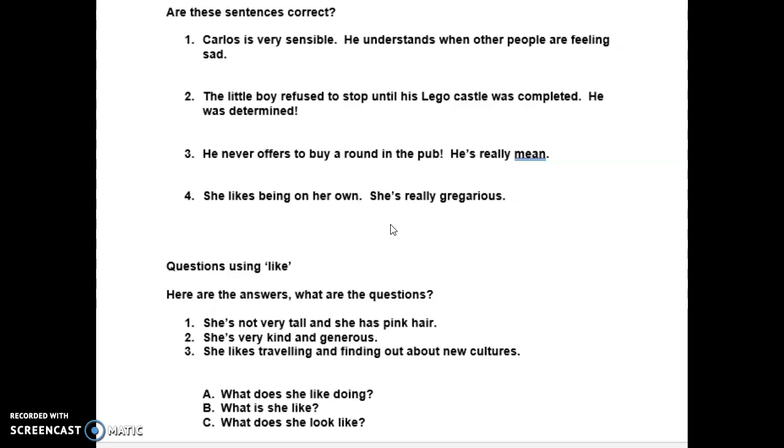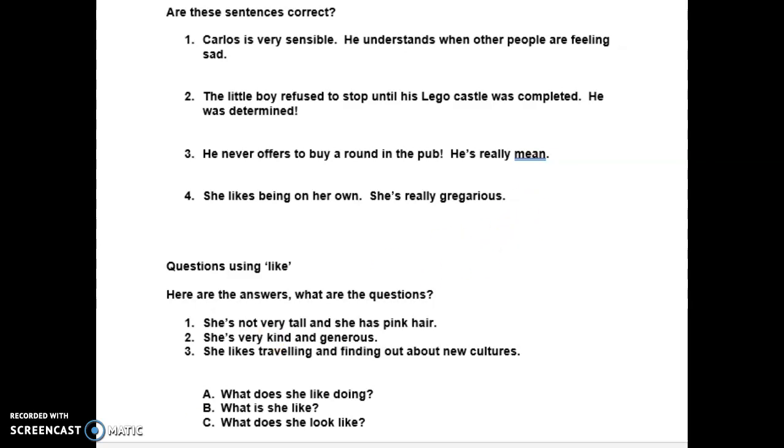You can check meaning further at this stage by asking a few more questions like, okay, so when we talk about personality, which question do we ask? What is she like? Very good. And when we talk about appearance, what's the question? What does she look like? Etc.